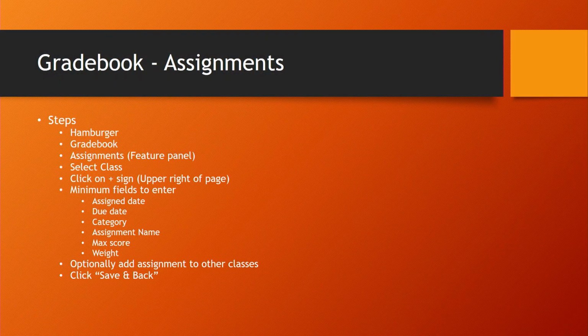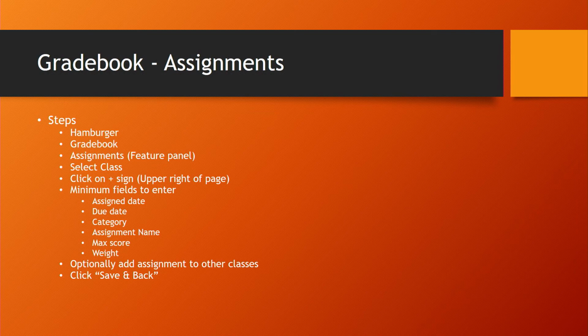So we're going to start off at the dashboard. Click on the hamburger. We're going to click on Gradebook and then Assignments from the feature panel. We're going to select our class from up on the top title. Then we're going to click on the little green circle with the plus sign that says Add Assignment. That's on the upper right-hand portion of the page.